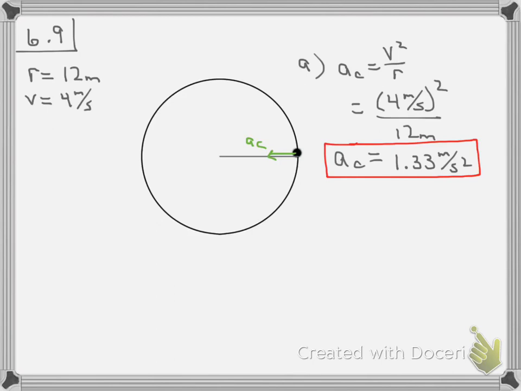Part B now tells us that at some instant, the bird starts to increase its speed. So it now has tangential acceleration of 1.2 meters per second squared. And that, of course, points tangential to the circle. So at the instant it begins to speed up, its initial speed is 4 meters per second. And so its centripetal acceleration is the same as we just found. The problem asks us to find the total acceleration at that instant.